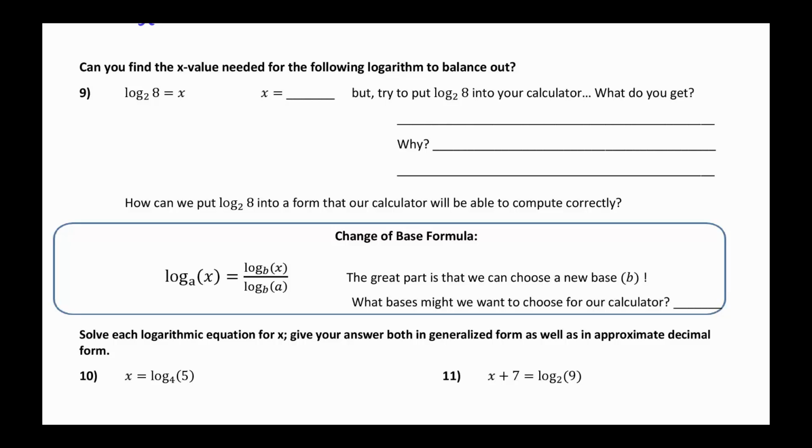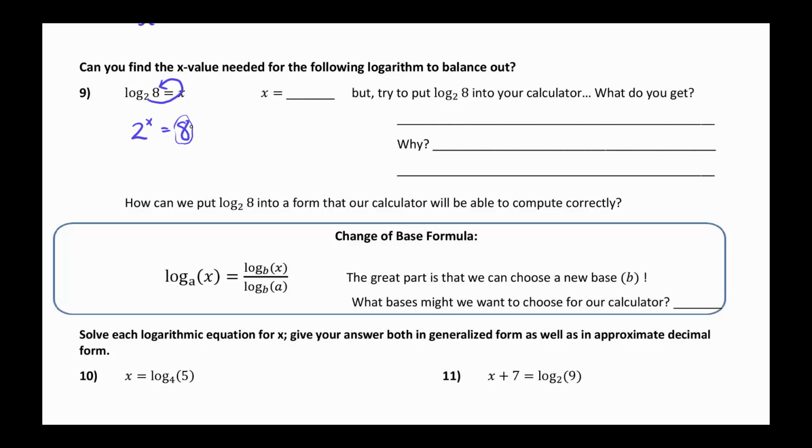Let's go ahead and look at question number 9. Can we find the x value needed? So can we actually solve this? It says log base 2 of 8 equals x. Well, I can change this from logarithm form to exponential form. So we would do this little curl. 2 is the base, x is the exponent, and it should equal 8. That's my answer.